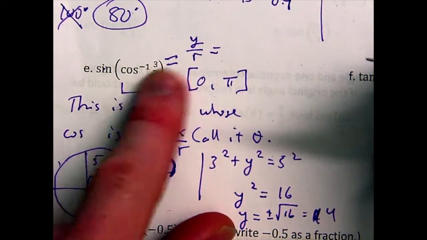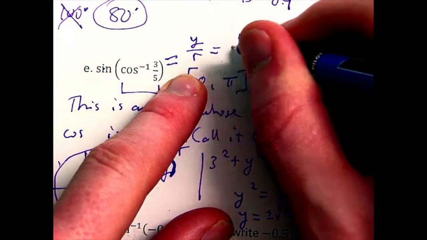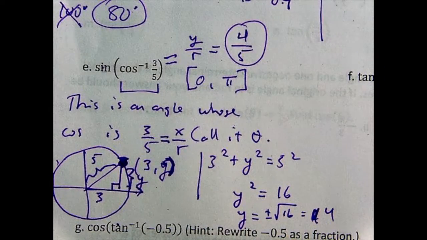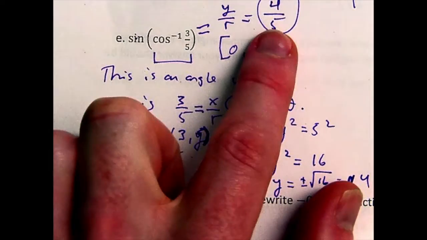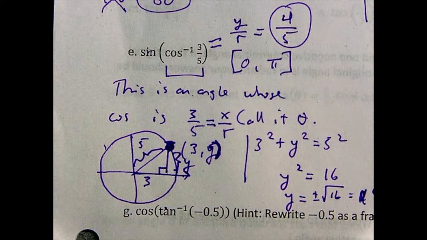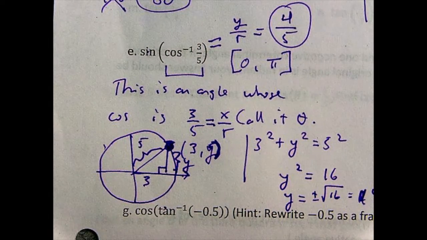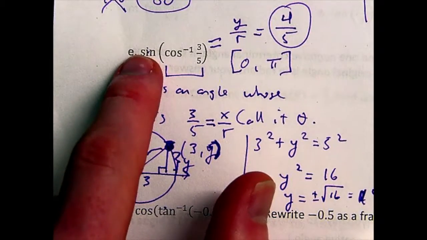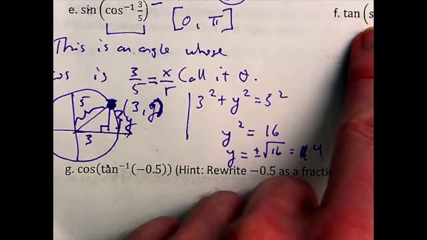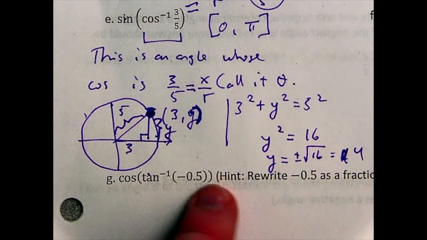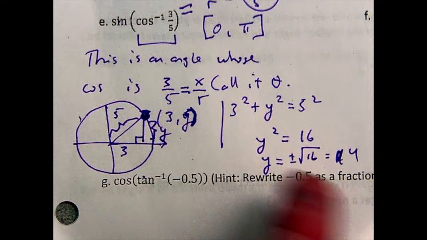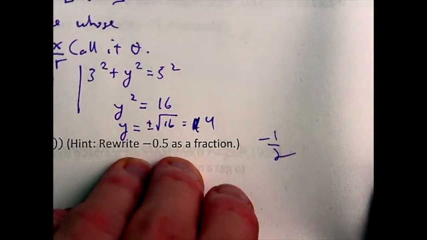So finally, what is the sine of this angle? Well, it's y over r, which we just found that y is 4, so 4 over r, which is 5, so 4/5. And just a quick check, should it be 4/5? Are we really sure that it should be positive 4/5 and not say negative 4/5? Yeah, because this angle sits in the first quadrant and the sine function is positive there. So the sine of that angle should be a positive number, okay? F is very similar. G is very similar. Just use the hint. Rewrite negative 0.5 as negative 1/2, and then it pretty much comes out the same.